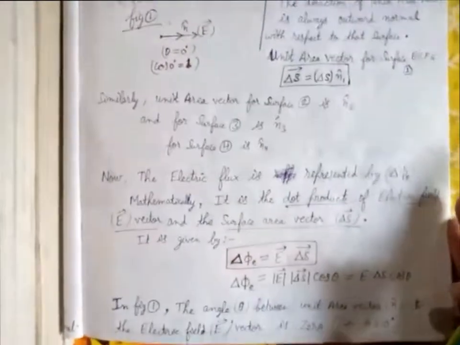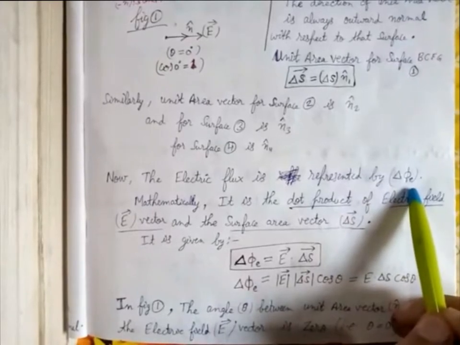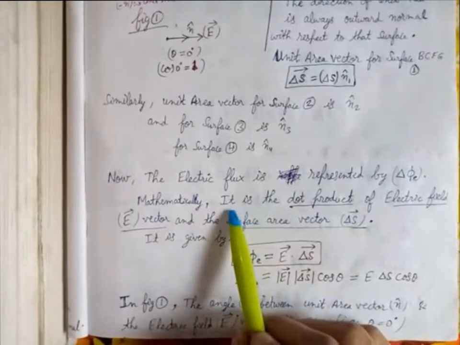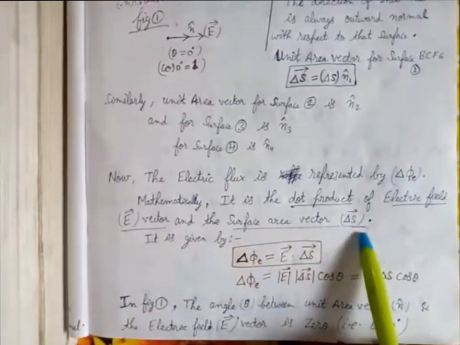Now the electric flux representation is del phi E. This is the symbol used for the electric flux. Mathematically, the electric flux is the dot product of the electric field vector and the surface area vector.